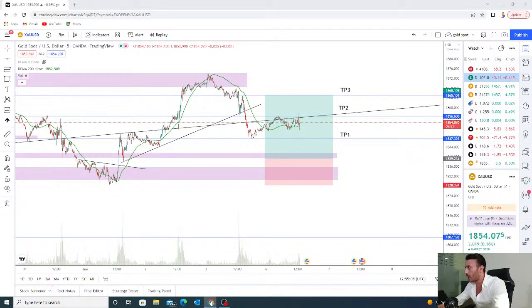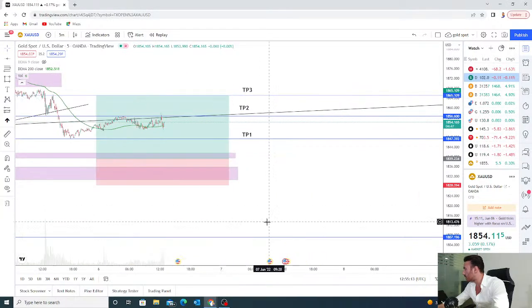We don't have any high impact news today, so the market should not be volatile.